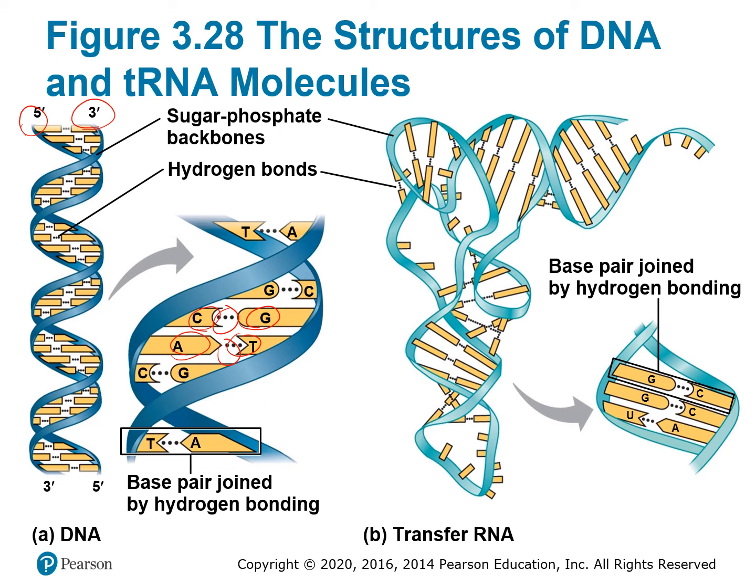RNA is a single-stranded molecule, so one end of this is going to be the 5' end, the other end is going to be the 3' end. It can fold back on itself and have those same kinds of hydrogen bonds, but it's just one strand of RNA total.